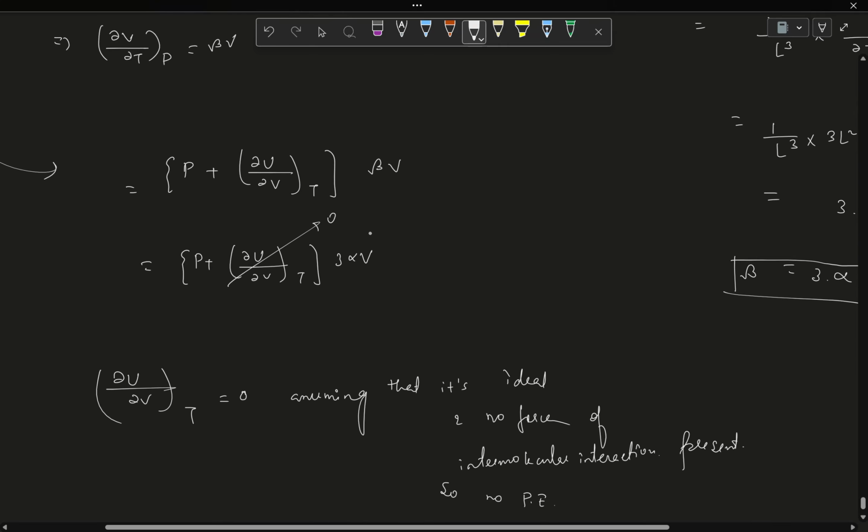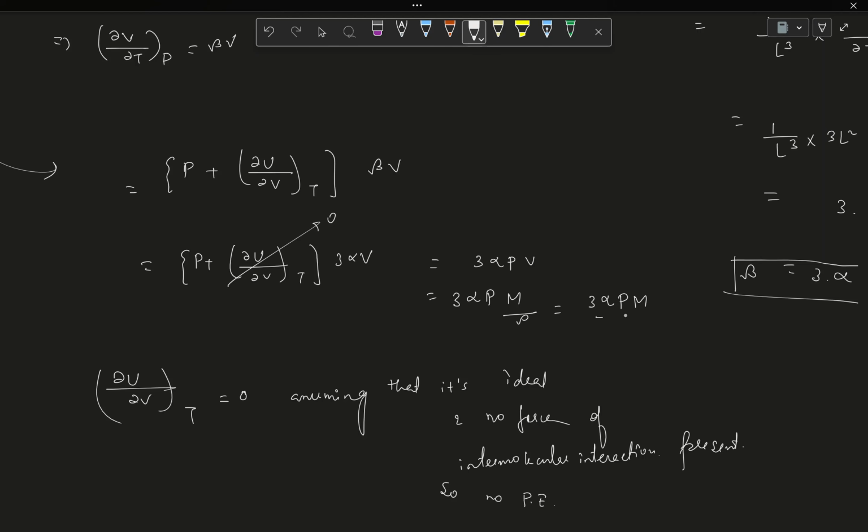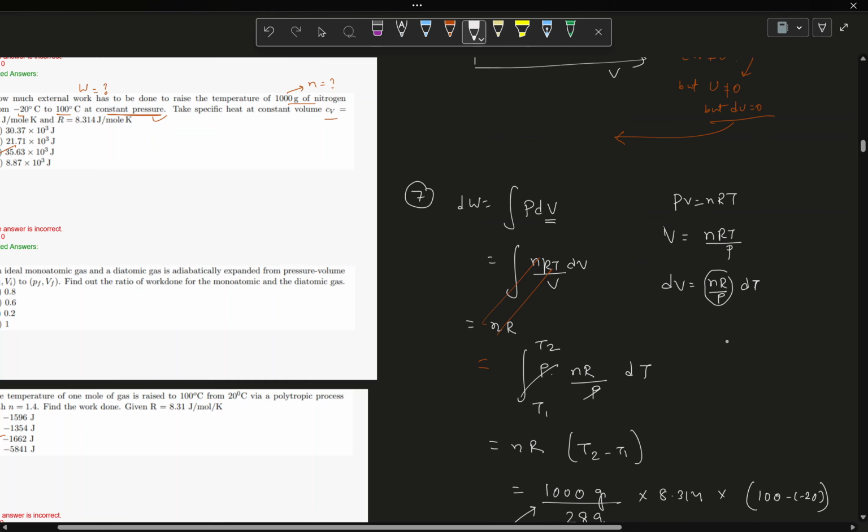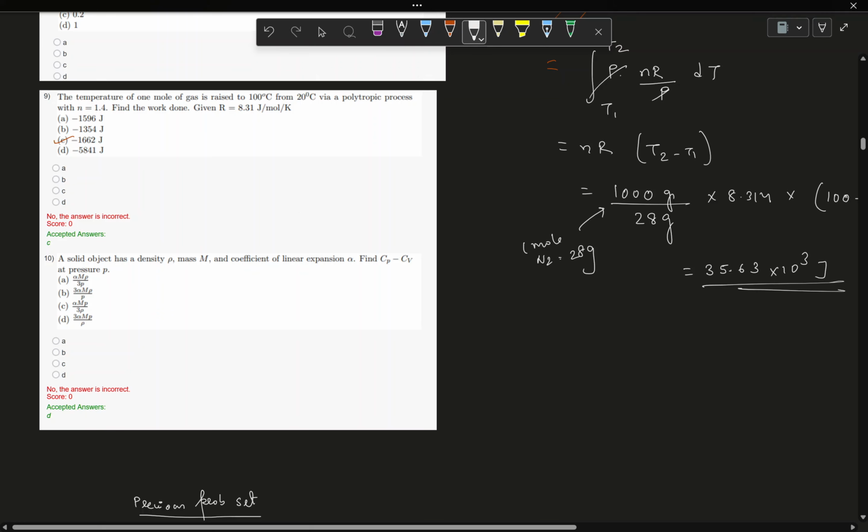Now the volume, we do not have information about volume directly in the question, so we have to convert it into the known terms. So volume is basically mass by density. So finally we are obtaining that this is 3 alpha Pm by rho, which is our final answer, Cp minus Cv. So let us go back. What was the correct answer? Yeah, so option number D matches our answer, 3 alpha Pm by rho, and this is also the accepted answer.